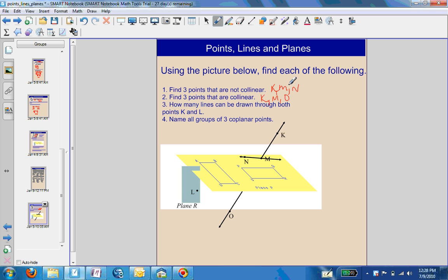How many lines can be drawn through both points K and L? So right here, K and L. How many lines? Well, that's the property we learned about with lines, and that is that exactly one line can be drawn through any 2 points. Exactly one line can be drawn through any 2 points.